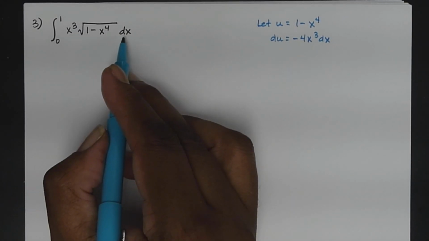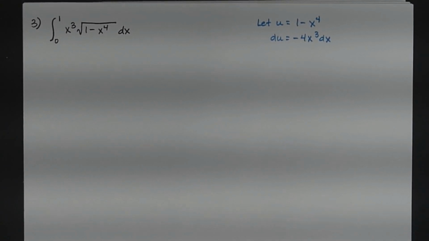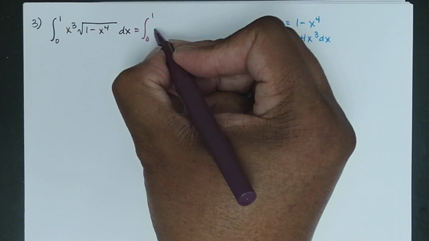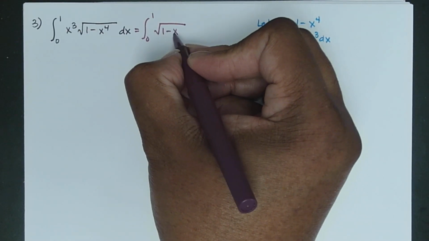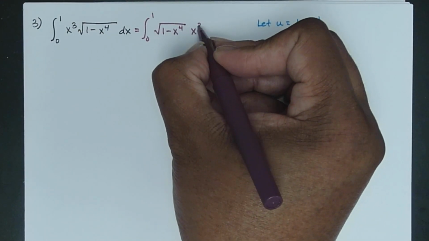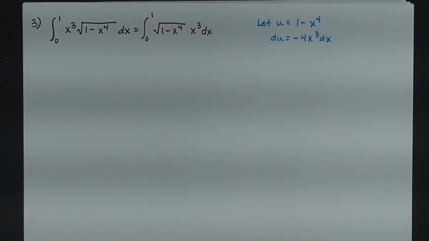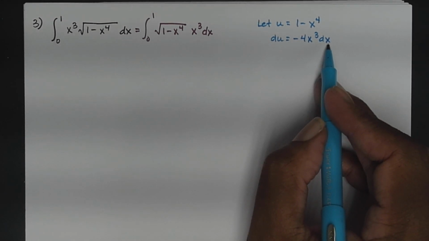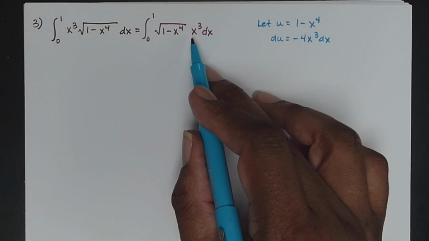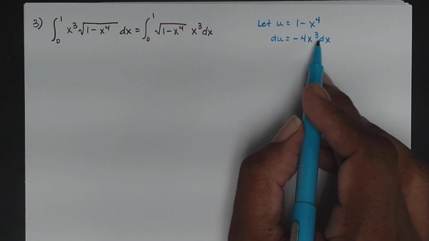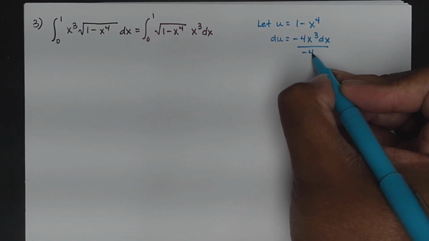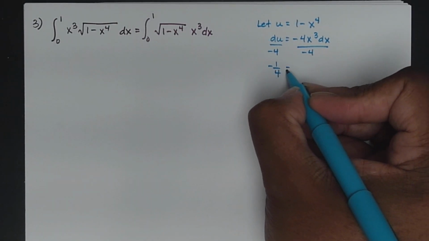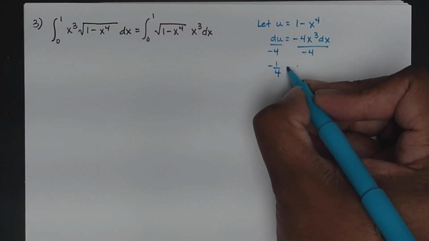Well, I got the x cubed and the dx, and maybe I could rewrite this so you can see what I'm doing here. Integral from 0 to 1 of the square root of 1 minus x to the fourth in front, and to the back, x cubed goes along with that dx. So you can see I do have x cubed dx here. But let's make this x cubed dx by dividing both sides by negative 4. So I'm going to have negative 1/4 du.